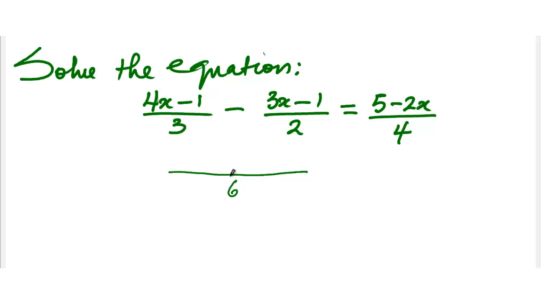So let's find 3 in 6, 2 times everything here, that will be 2 into bracket 4x minus 1. Then minus 2 in 6, that is 3. Then 3 times everything here will now be 3 into brackets 3x minus 1. Then everything is equal to (5 minus 2x) over 4. So we can cross multiply from here.